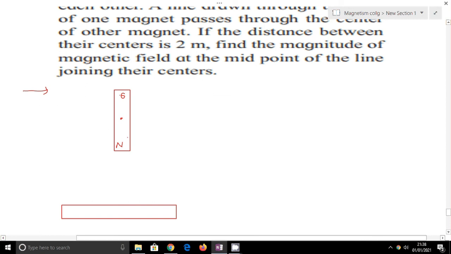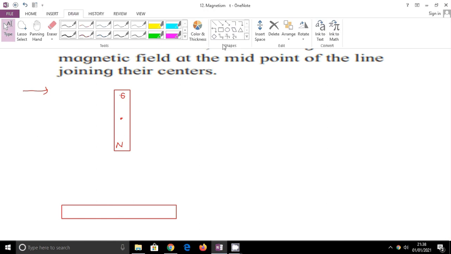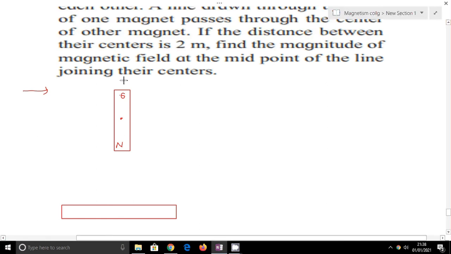Now let's draw the axis of the magnet. The axis means the line which is passing through the poles of the magnet, so here I draw a line which is passing through the center and the poles of the magnet. Suppose this one is the line passing through the poles of the magnet and the center also. So this one is the axis of the first magnet.